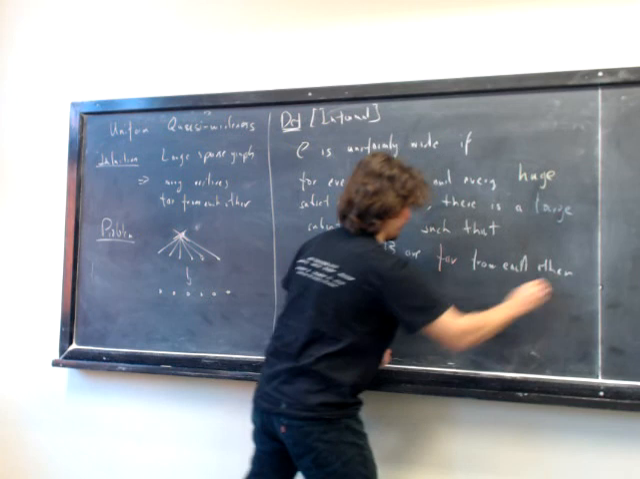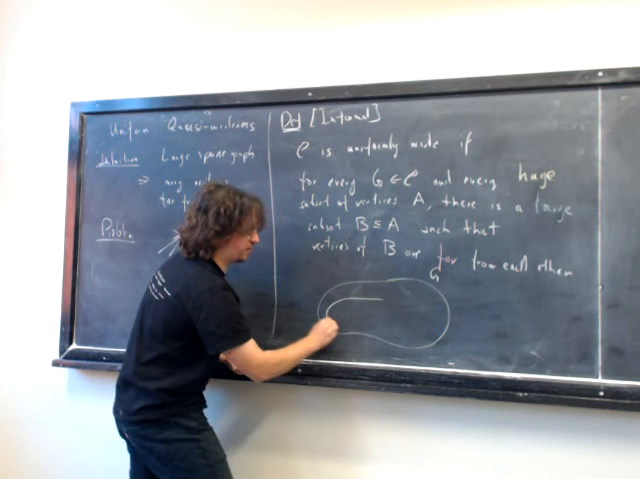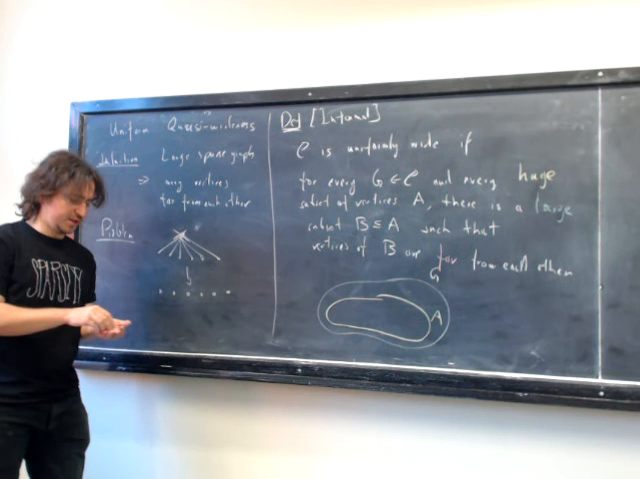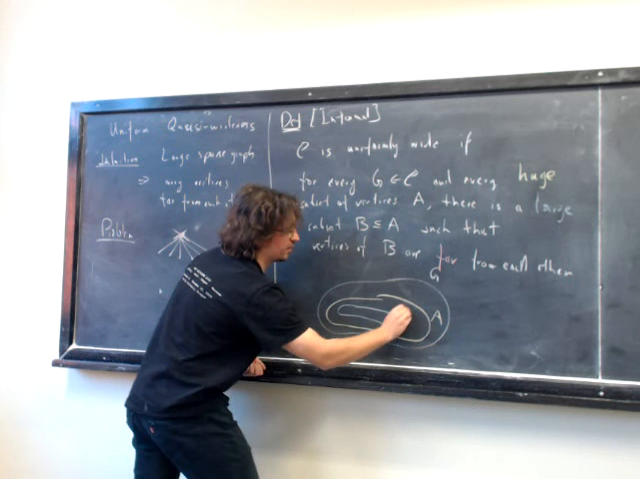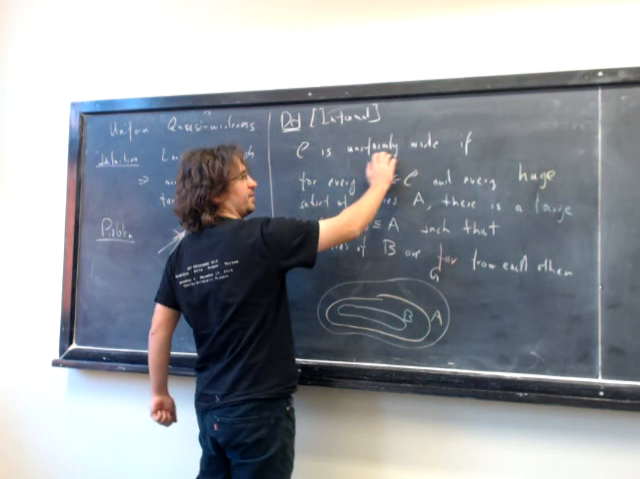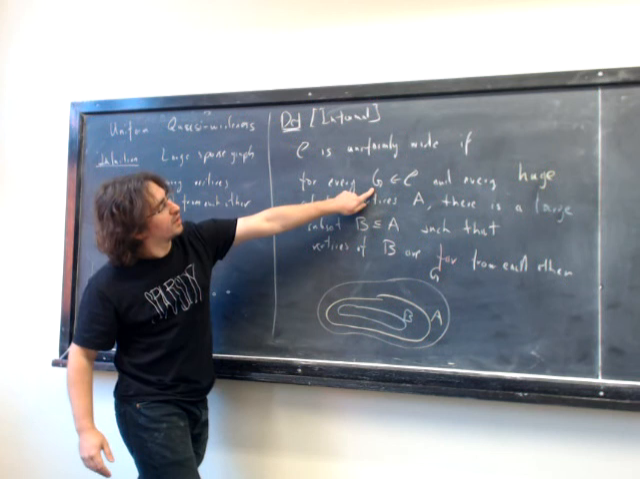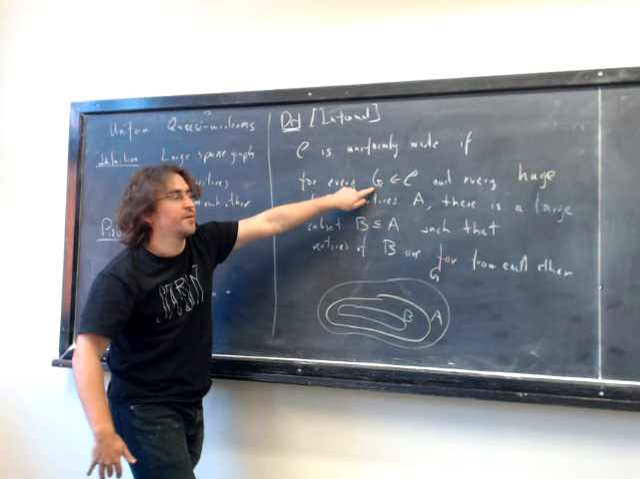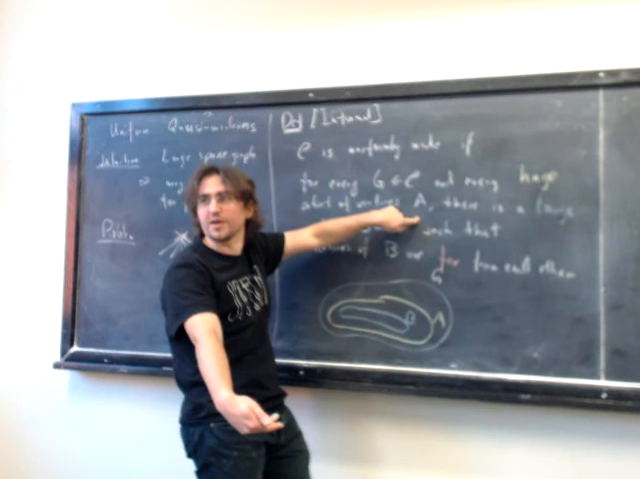So the picture is as follows. I've got a huge graph in my class, and I've got a huge set of vertices A. If this set of vertices is sufficiently large, then I will be able to find some large subset B, such that vertices of B are far from each other. That's the intuition. Saying that this is uniformly wide and not just wide boils down to this: it's not just that if a graph is sufficiently large, then I can find many such vertices. Even if I have a graph and any subset that is sufficiently large, within the subset I can find many such vertices. So uniformly stands for this choice of subset.